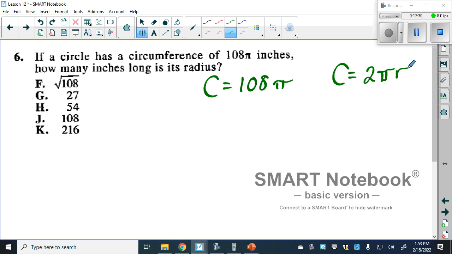So if I'm going to solve for r, well, if they both have pi, I don't even need to focus on it. Because really, we're matching up 108 to 2r. Well, to get r by itself, I need to divide both sides by 2. So really, we're looking at 108 divided by 2, which is? Any questions on this here?